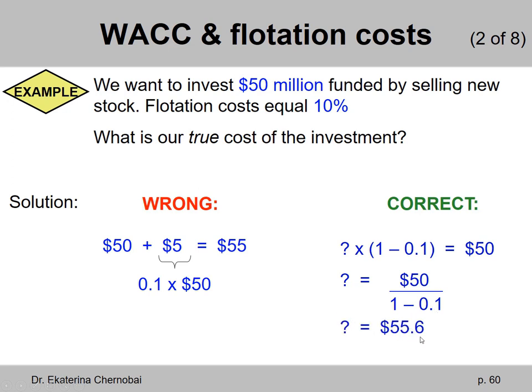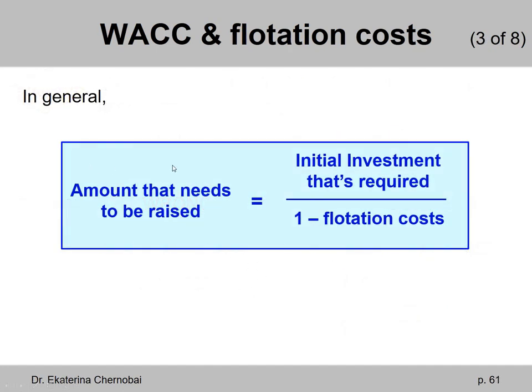This gives 55.6 million. So 55.6 million is actually just right when we subtract 10% of that. We will be left with exactly 50 million that we need for our project. To summarize, to calculate the amount that needs to be raised, we take the initial investment that's required for our project and divide it by 1 minus the flotation costs, where flotation costs are either in percent or in decimals. So this is not a dollar amount, this is actually a percentage.